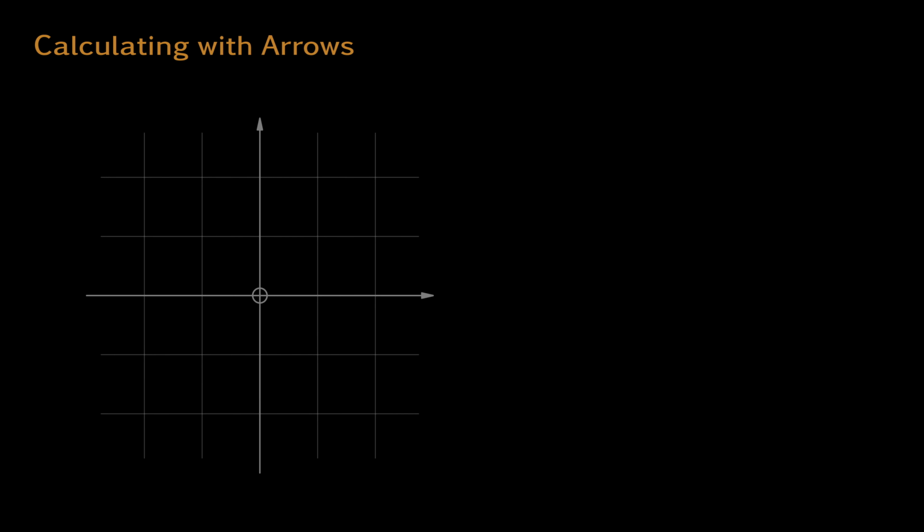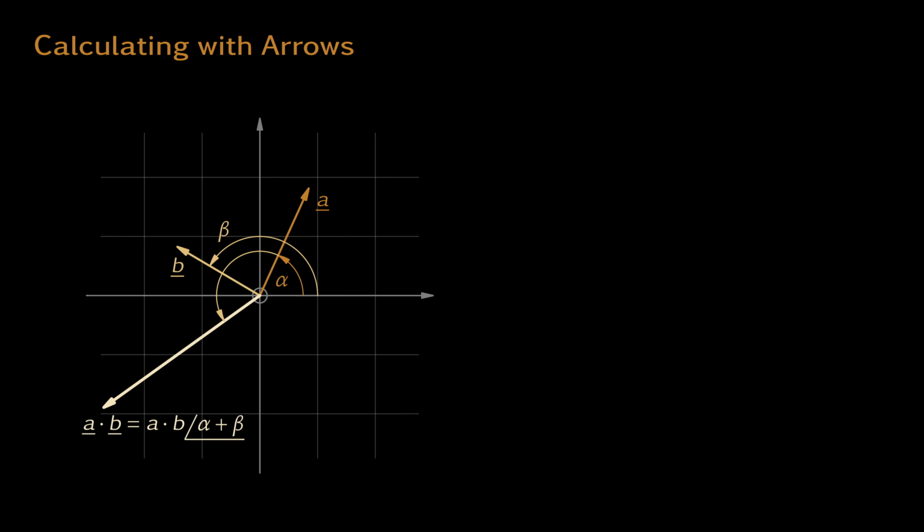What about our second operation? It starts again with two arrows A and B, where A has the angle alpha and B the angle beta with the horizontal axis. We start with A and multiply its length by the length of B. Then we turn this intermediate arrow by angle beta. We call the result the product of the arrows A and B, where the lengths have been multiplied and the angles are added. These are two operations combined into one, scaling and rotation.